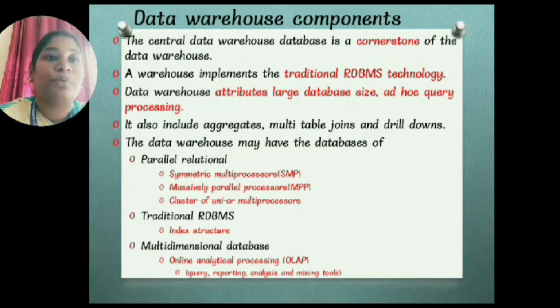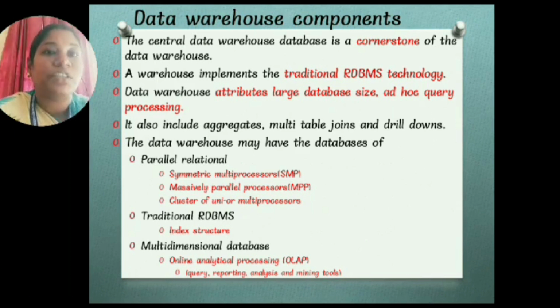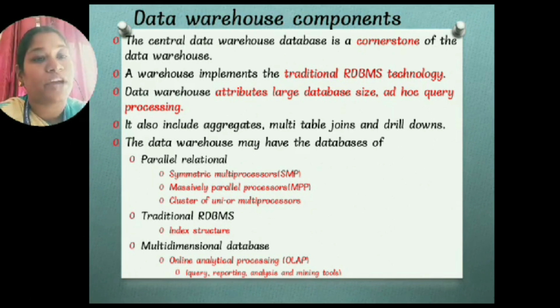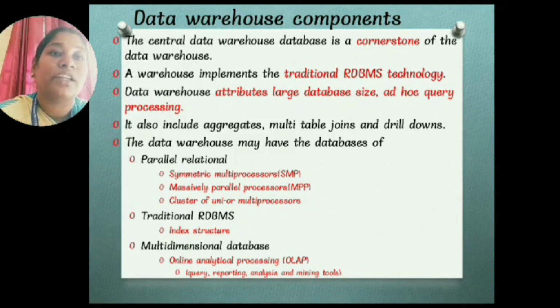Data warehouse components: the central data warehouse database is the cornerstone of the data warehouse. A data warehouse implements traditional RDBMS technology. The data warehouse attributes include large data size and query processing. It also includes aggregates, multi-table joins, and drill downs. The data warehouse may have parallel relational databases, traditional RDBMS, and multidimensional databases.